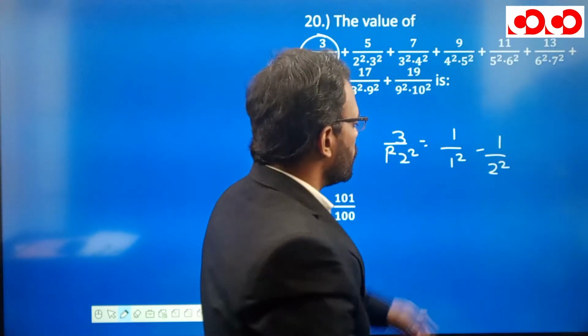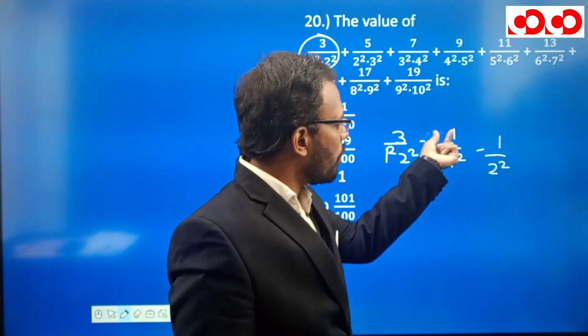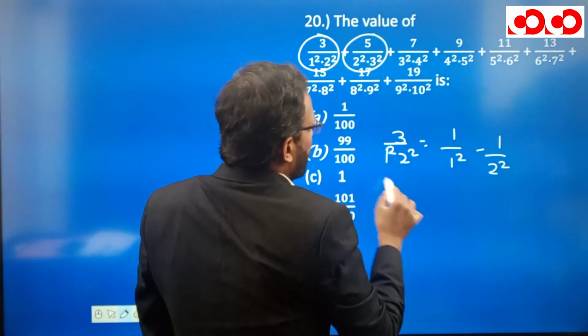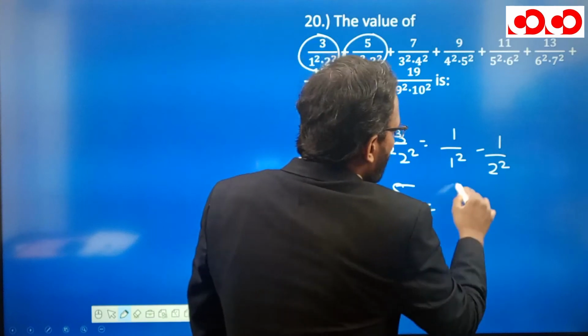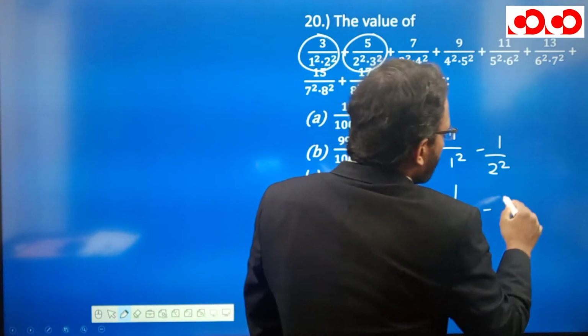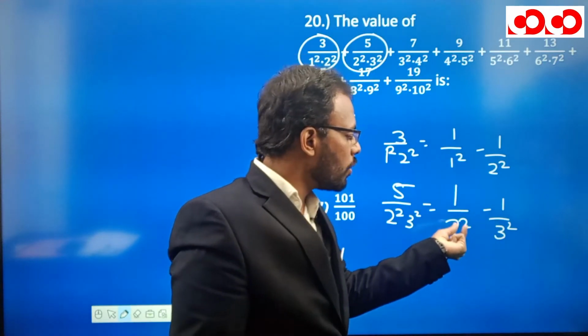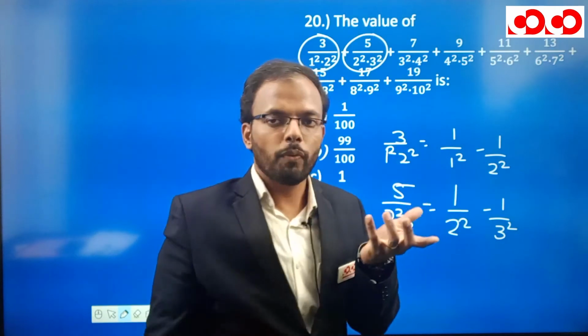Absolutely, you can write, because you will get the LCM of denominator as 1 square, 2 square, and on top you will get 4 minus 1, which is 3. The second number, if we see, it is 5 by 2 square and 3 square. And definitely you can write it as 1 by 2 square minus 1 by 3 square. Because 3 square is 9, 2 square is 4. And in the numerator you will get what? 9 minus 4, which is equal to 5.